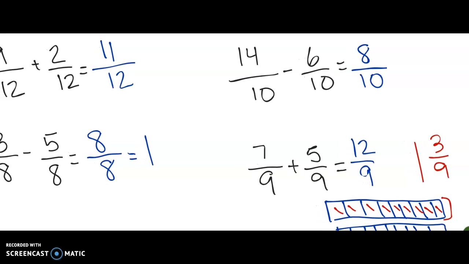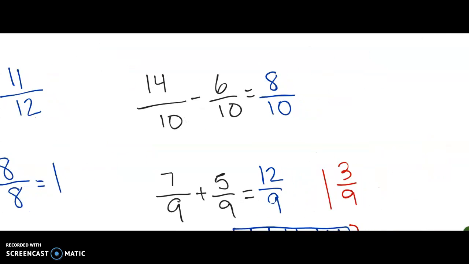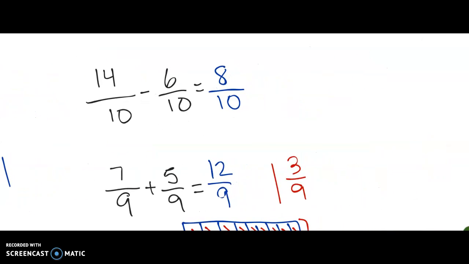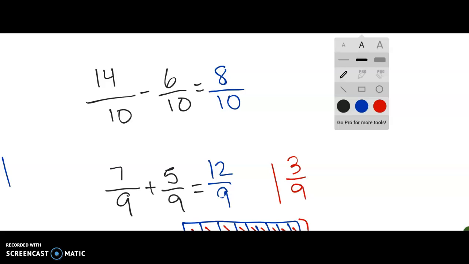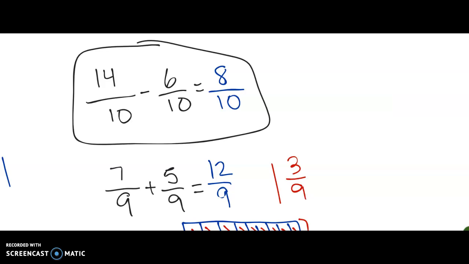And you can solve them all with color draw again, or you can check your answer by doing the opposite. So if you subtracted in the first, then you need to do the opposite, which is addition. So let's look at it here. You can check your answers. Let's take this equation, for example. So you can check your answers by going backwards.